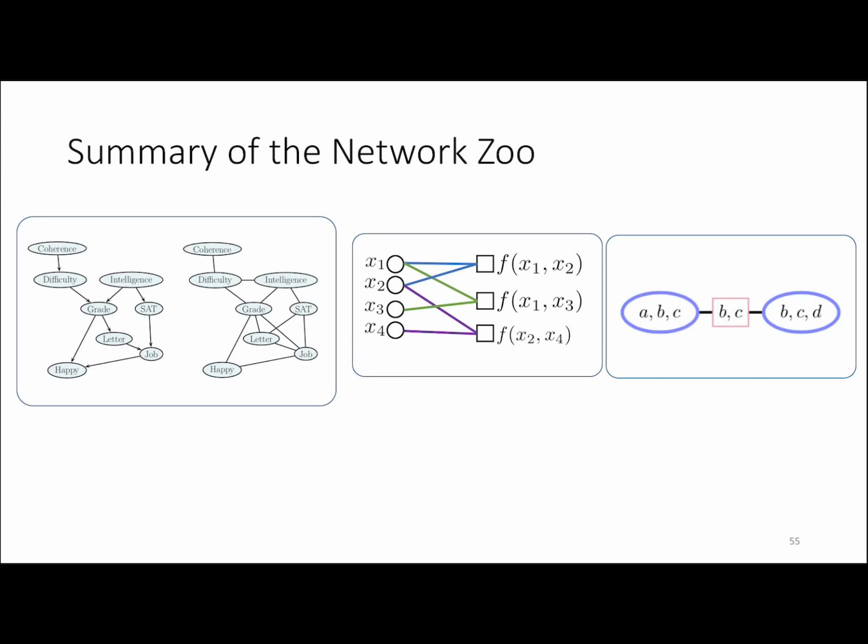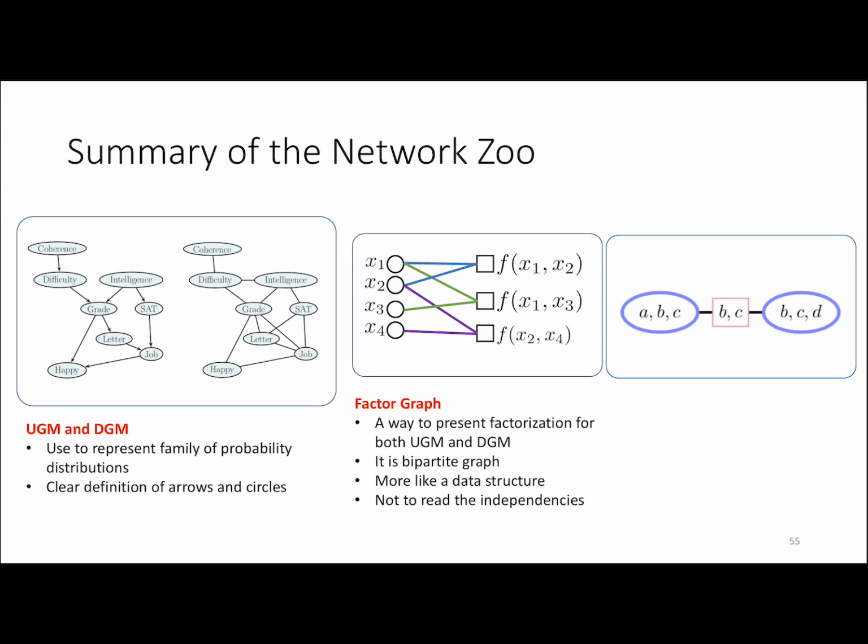So we had the zoo of networks that hopefully you're not confused by. We had directed and undirected graphs that represent the family of probability distributions. These are the things that show the independence. So please don't confuse this with the factor graph. The factor graph is where we convert a UGM or DGM to show the factorization. It's not there for you to read things like I-map or independence from.